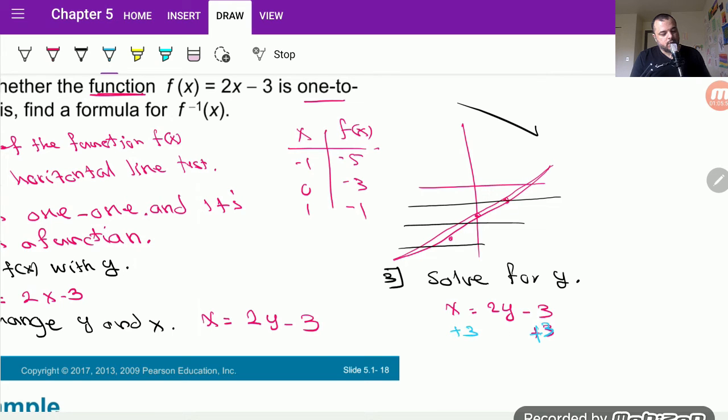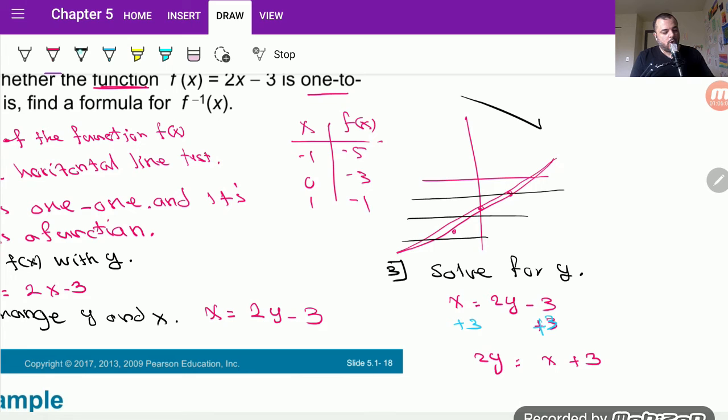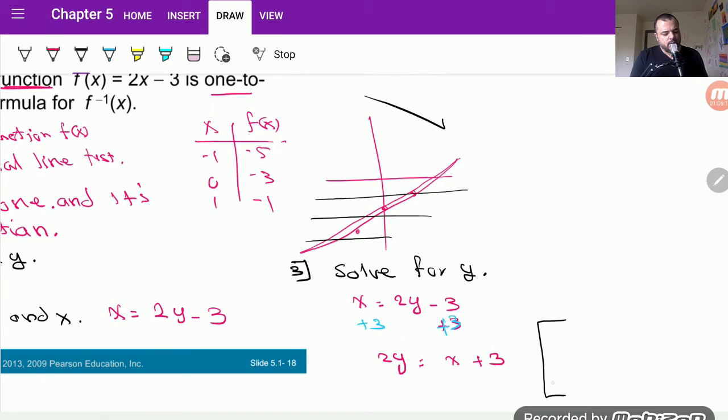Add 3 to both sides. What do we get? We get 2y is equal to x plus 3. Then we divide all of the terms by 2, or you divide both sides by 2. Some students got confused about this, so I'm going to do it in two ways. Either I divide every single term in the equation by 2, and I get y equals x over 2 plus 3 over 2, or if you divide both sides by 2, you get (x plus 3) over 2, and these two quantities are the same.